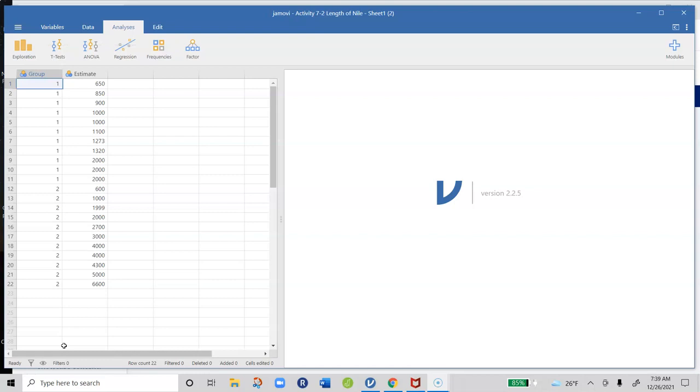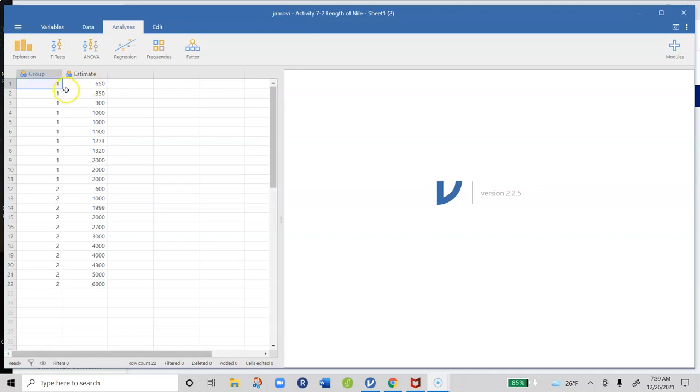So we have each person's estimate for how long they think the Nile River is here in this second column. The second group is asked, well, do you think that the Nile is longer than 3,000 miles long? And then after that, they're asked, well, how long do you think it is? Okay. And then we record their estimate. Right? So we have estimates from 22 different people here.